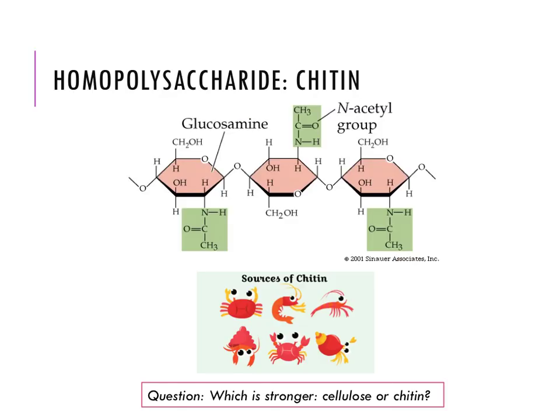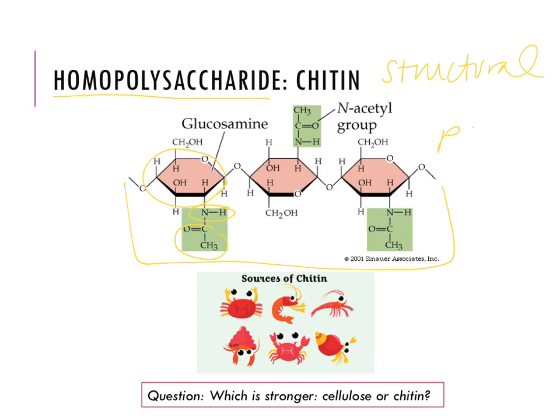Maybe not. Okay, another homopolysaccharide that is used for structural support is called chitin. Chitin, not chitin like kitten. It's chitin, like fly kite. And chitin is another homopolysaccharide, meaning it's made of the same subunits, but in this case, they are N-acetylglucosamine. So again, here's the acetyl group, here's the N, and here's the glucosamine.